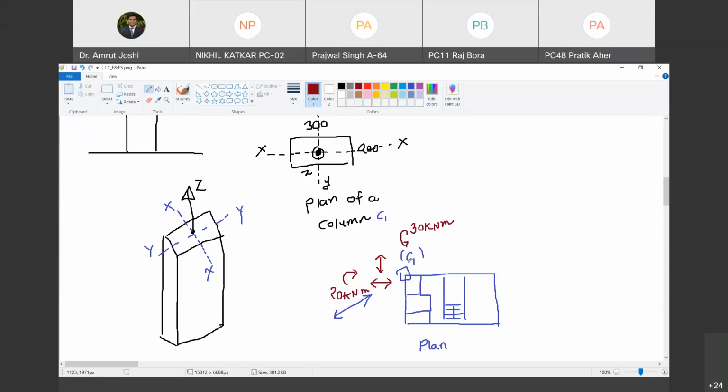The 300 dimension, will it be parallel to the shorter side of the building, or will it be parallel to the longer side of it? Can anyone answer this question?